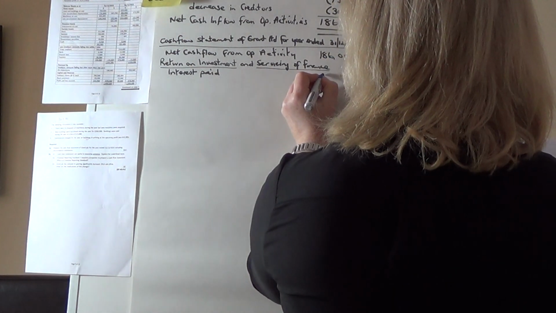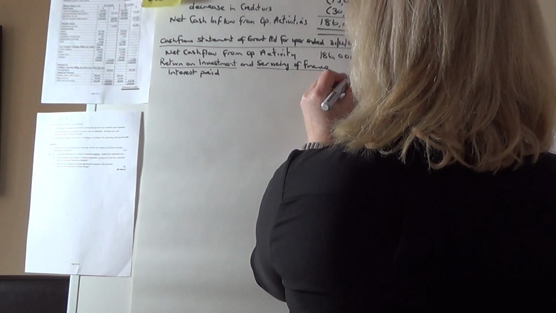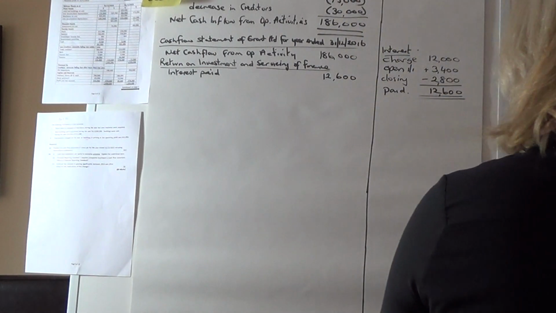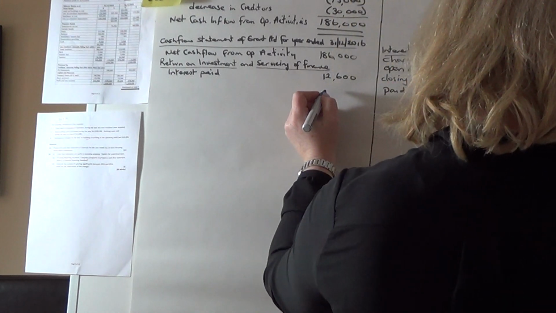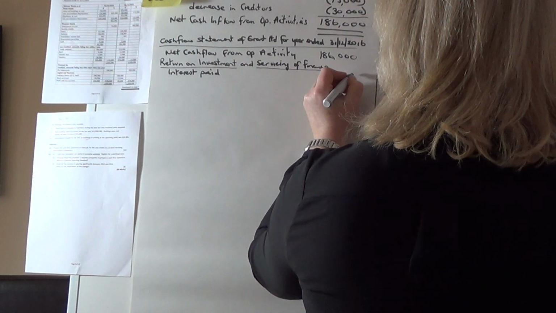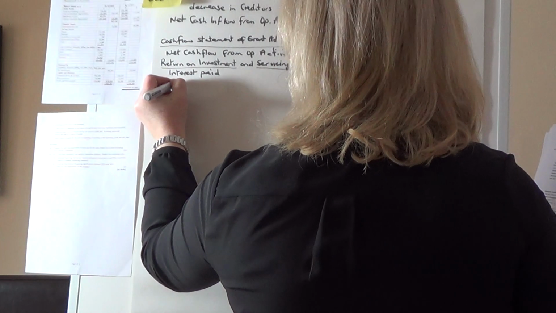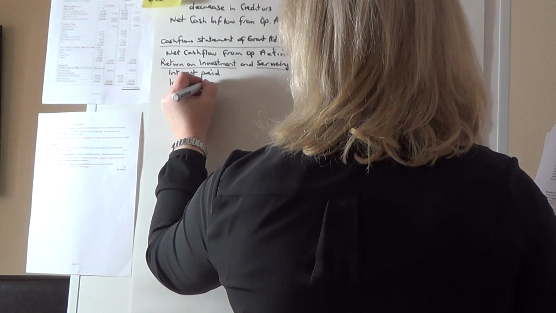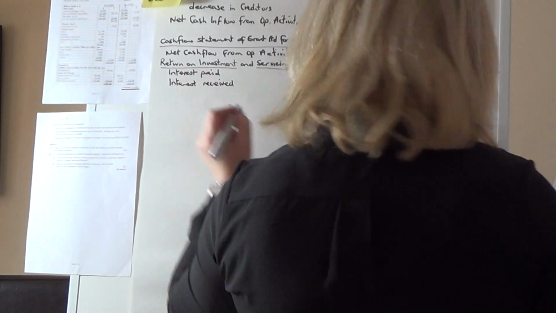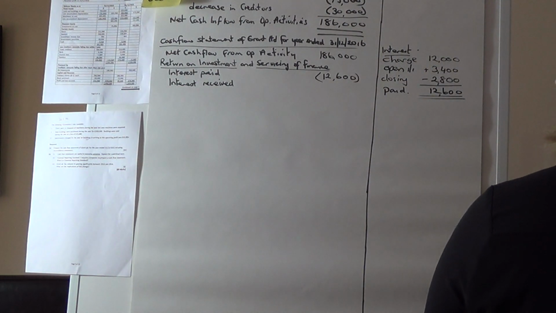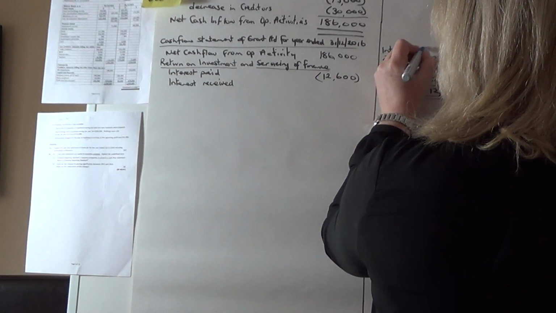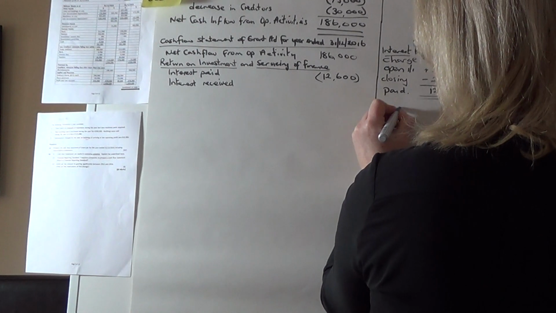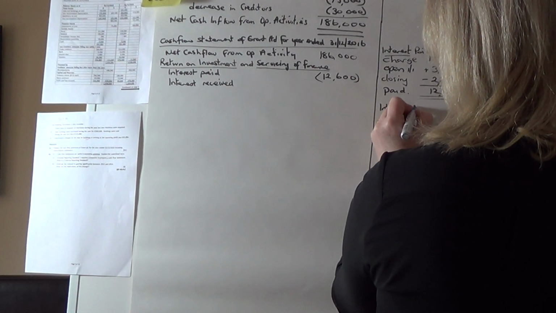So interest paid then 12,600, and at this stage of the question, anything that's paid is a minus. And interest received. So on the interest received part, again we have to do a little working on it.